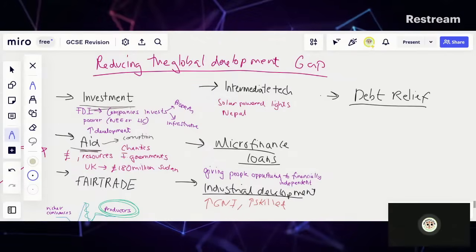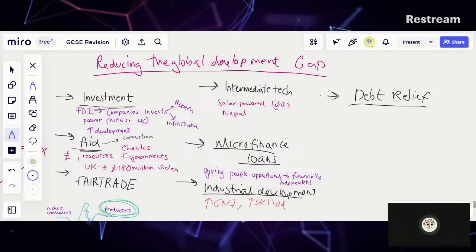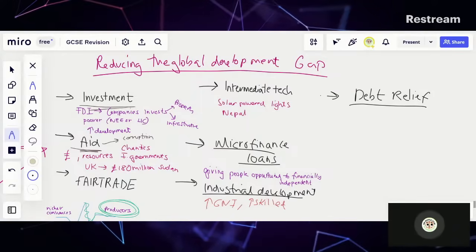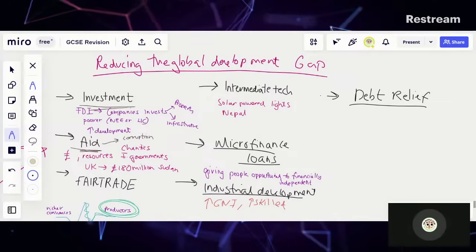And the final method for reducing the global development gap is debt relief. So, debt is just when a country owes another country. And debt relief is when all or some of a debt is cancelled for a country, or the interest rates are lowered.